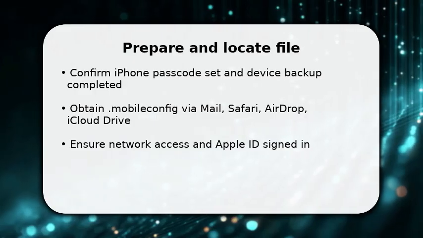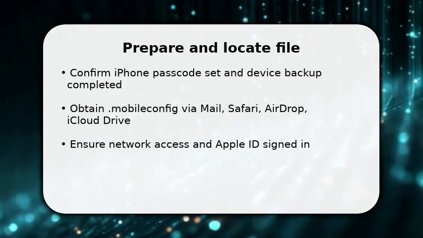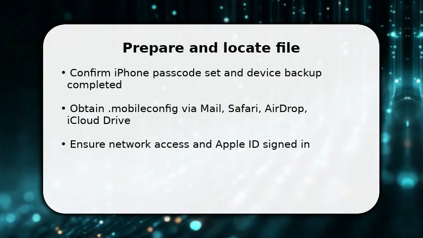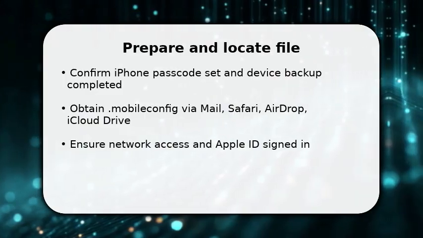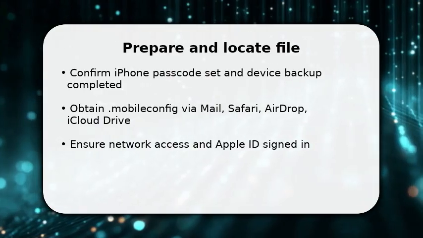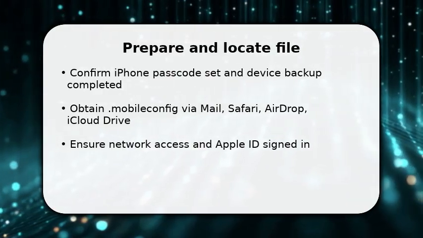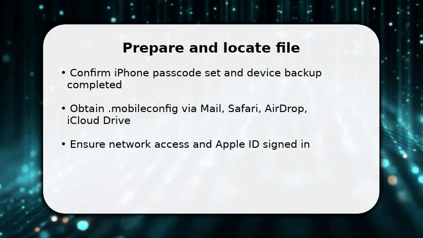You start by making sure the device is ready. Set a passcode and back up your iPhone so changes are reversible. Once done, get the mobile config file onto the phone via mail, Safari, AirDrop, or iCloud Drive. Make sure you have an active network and are signed into your Apple ID. These let profiles verify and download any linked resources.